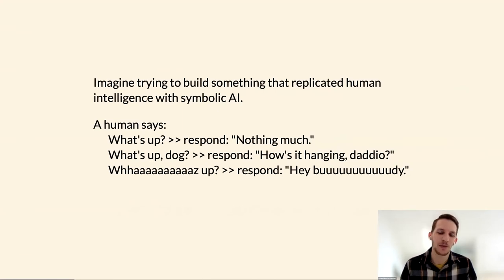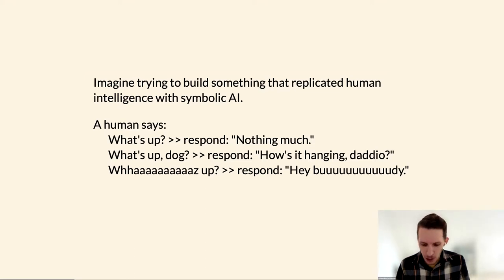Now, imagine for a moment that we take this regime, this idea of symbolic AI, but we want to build something more than just, you know, here's a bunch of rules for how you respond to different moves in a game of chess. Instead, we want to replicate human intelligence, right? Well, what would that ultimately look like? So you might have some input, right? A human says, "What's up?" Right? So now the computer responds, "Nothing much." A human says, "What's up, dog?" And now the computer responds, "How's it hanging, daddy-o?" Or a human says, "What's up?" And now the computer is to respond, "Hey, buddy."